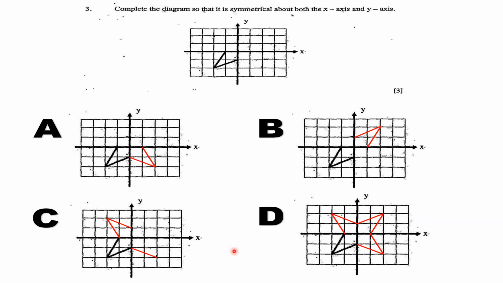Which one is the correct answer for number 3? They want us to complete this diagram. We have a particular shape and they wanted us to complete it such that it's symmetrical about the x and the y axis. Okay.